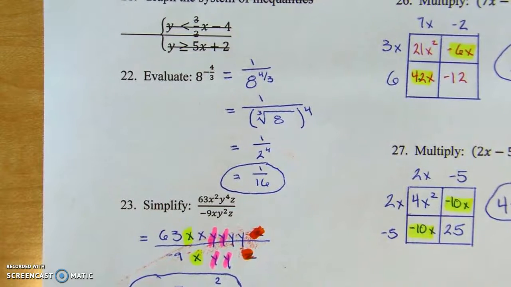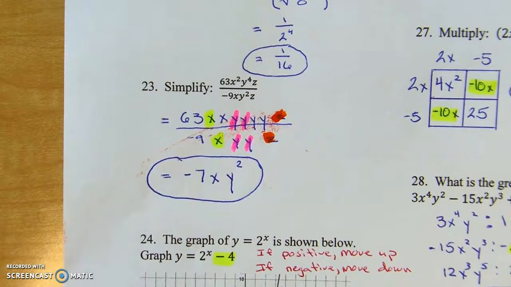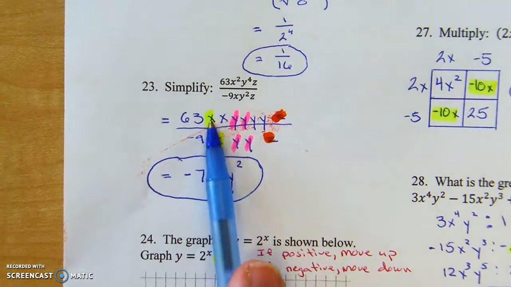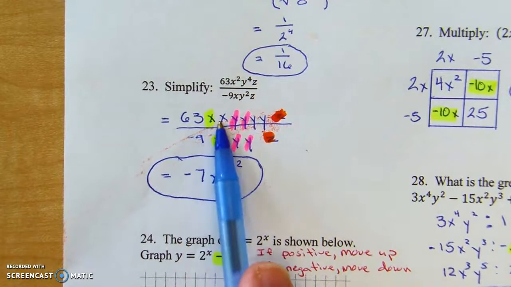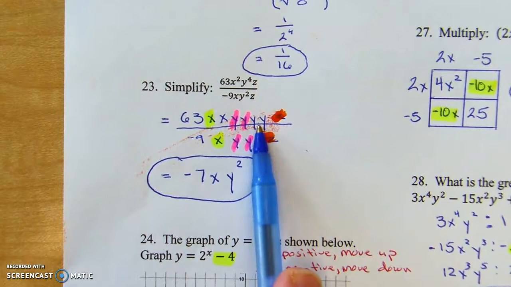Now during this video, I'm not going to pause, so if you need to pause, go ahead and just do that yourself. So moving on to number 23, I partially expanded this, meaning I wrote, instead of x squared, 2 x's, and instead of y to the 4th, I put 4 y's.